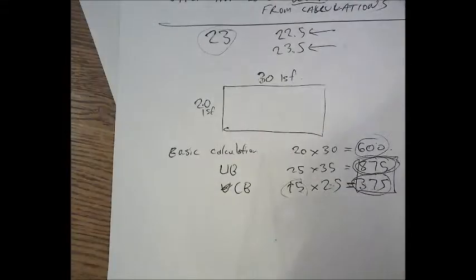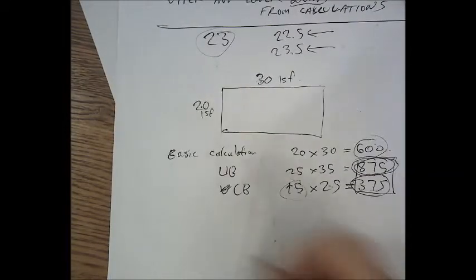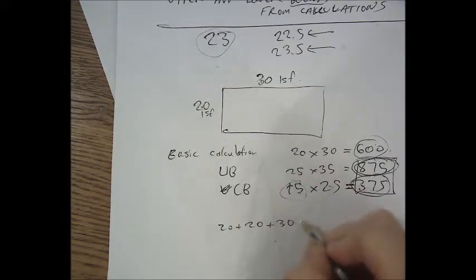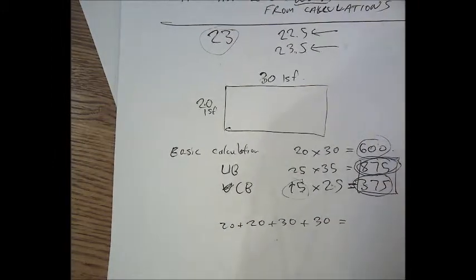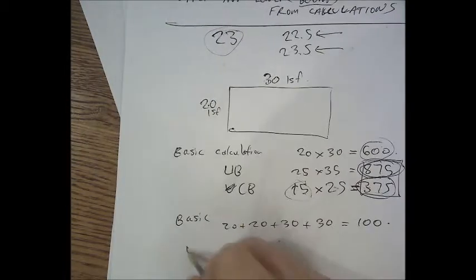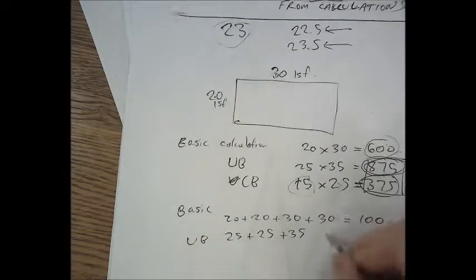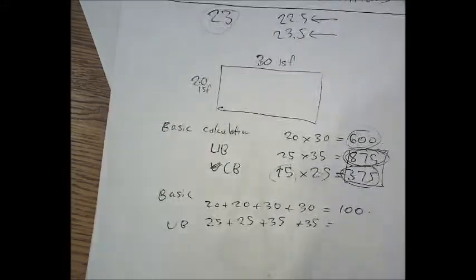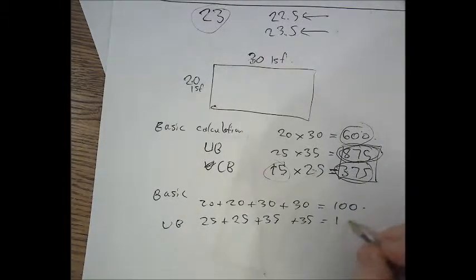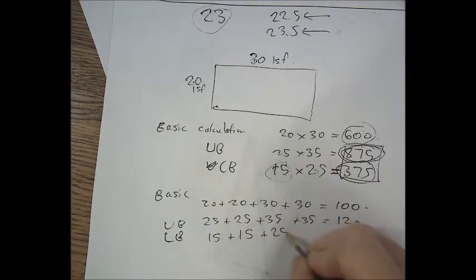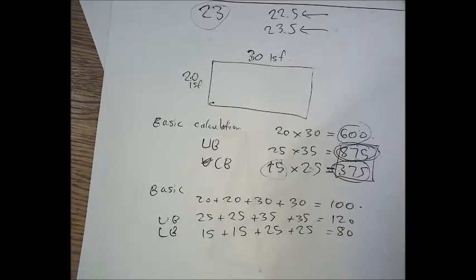Same with perimeter. If it was perimeter, I'd go 20 plus 20 plus 30 plus 30 equals 100. So that's the basic. Then for the upper bound, I go 25 plus 25 plus 35 plus 35 equals 120. For the lower bound, I'd go 15 plus 15 plus 25 plus 25 equals 80. And so that's your lower bound.